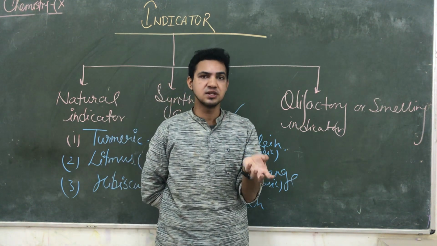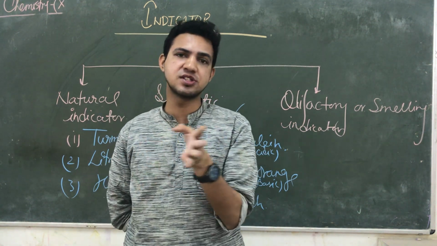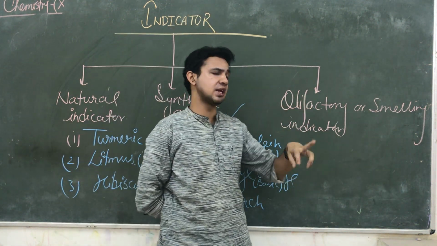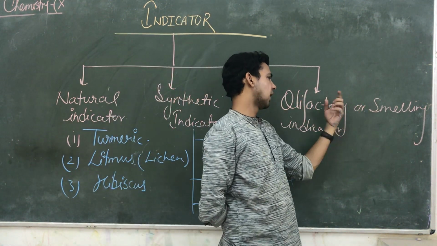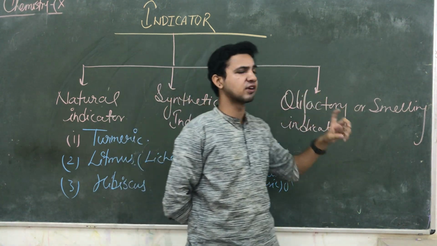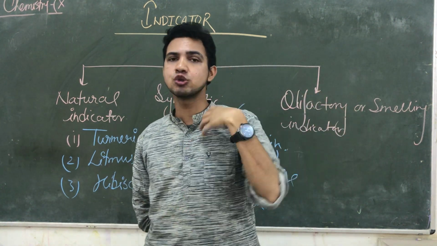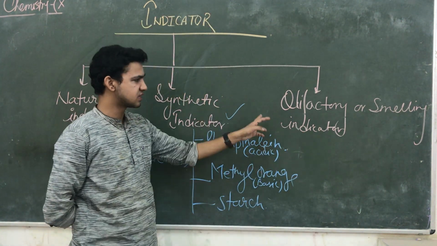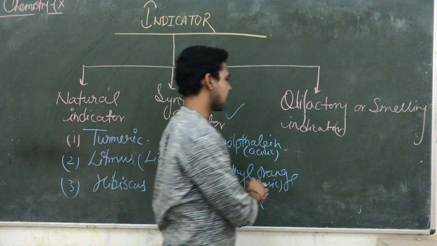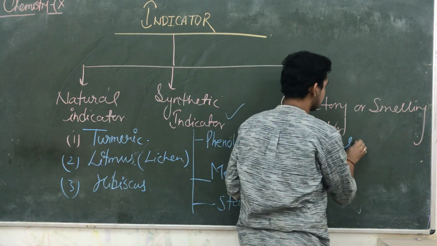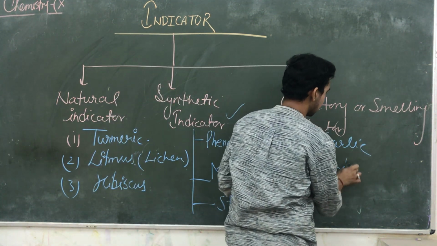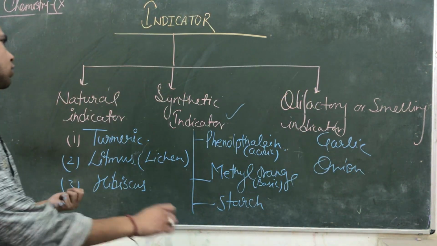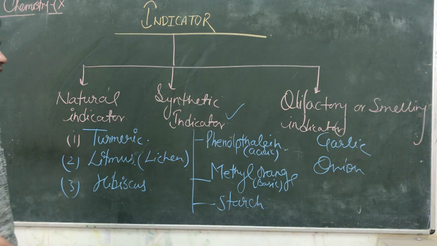After adding the onion, between 5 and 10 minutes, it loses its smell. So they show the presence of acid and base by changing smell, and that's why it is known as the olfactory or smelling indicator. तो जो smell change कर किसी acid और base का पता लगाते हैं, they are known as olfactory indicators. Examples of olfactory indicators are garlic, onion, and some other substances. These are daily life examples. So these are the classifications of the indicators.